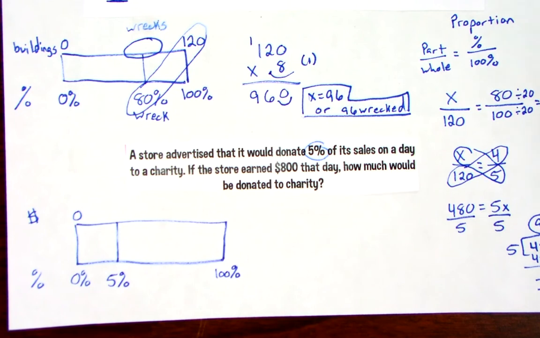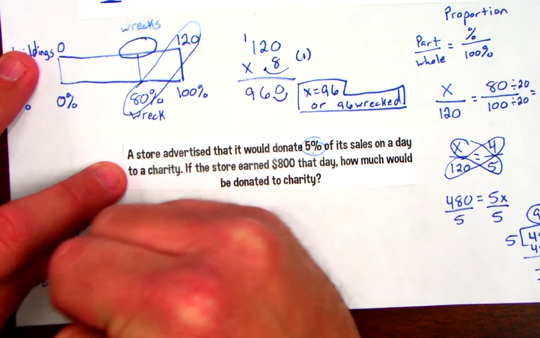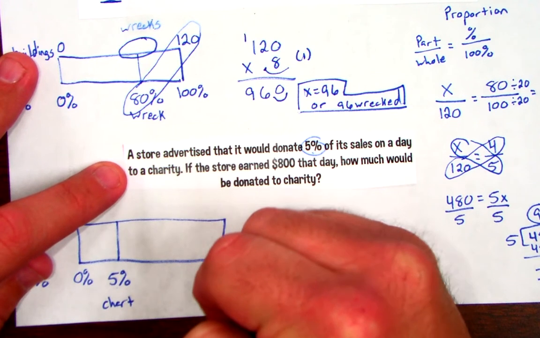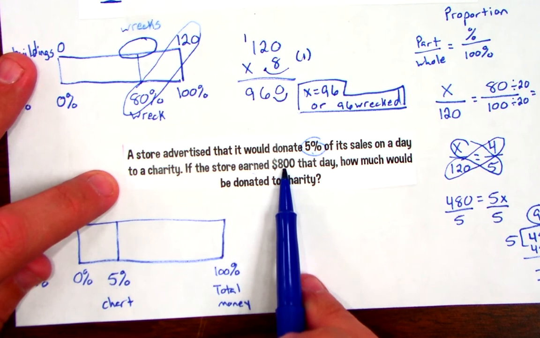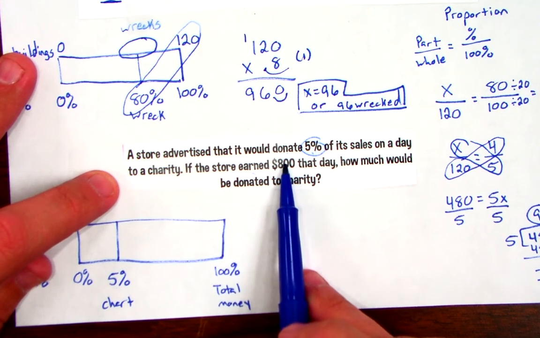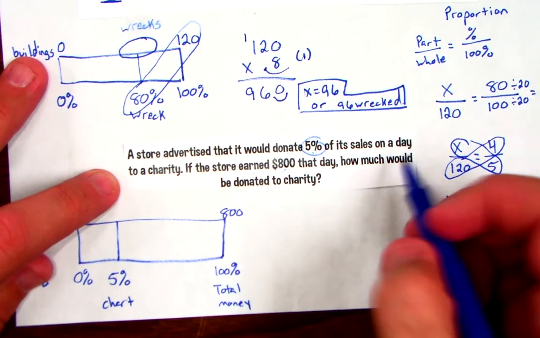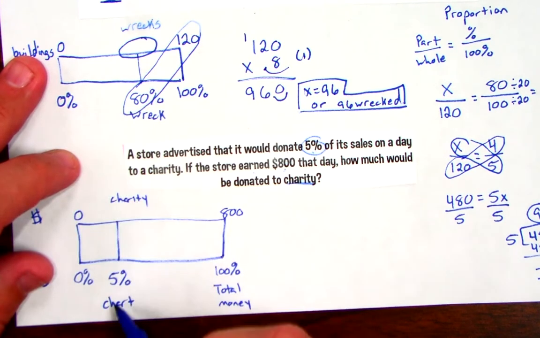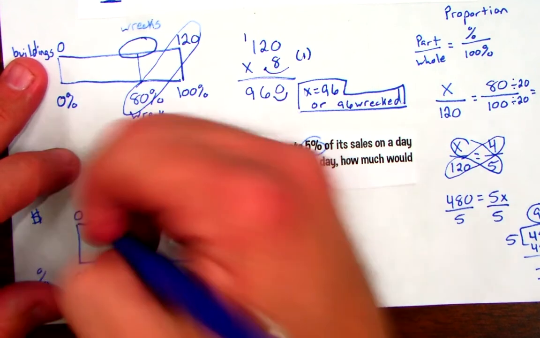Now, the question is, does it give me the part of the whole? Now, a store advertised that it would donate 5% to charity. So the 5% represents charity. The 100 is total money. Now, it says, if the store earned $800, that's the total that it earned. That's your whole. The question says how much would be donated to charity. Notice how the charities line up. This is what we're solving for.